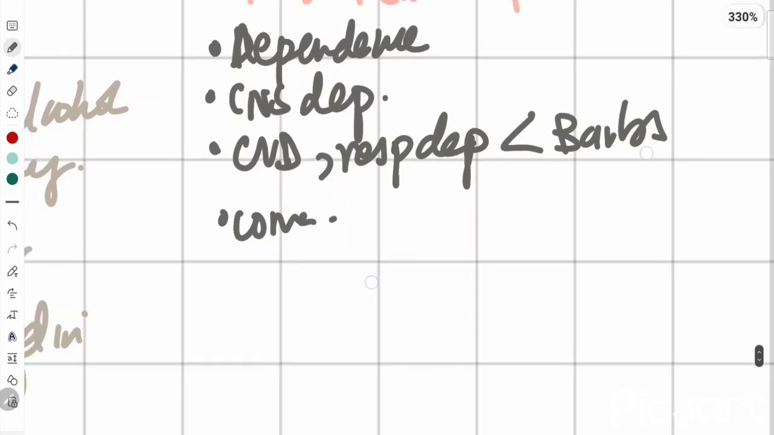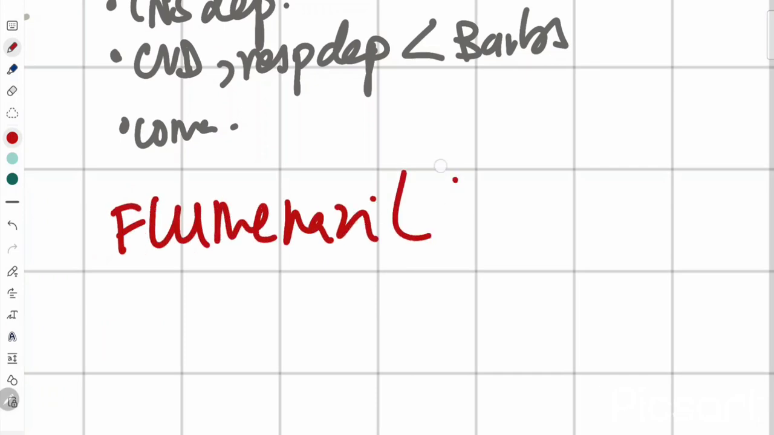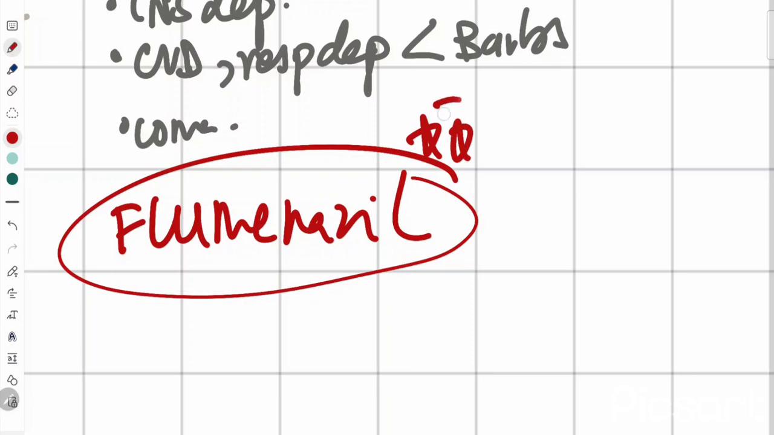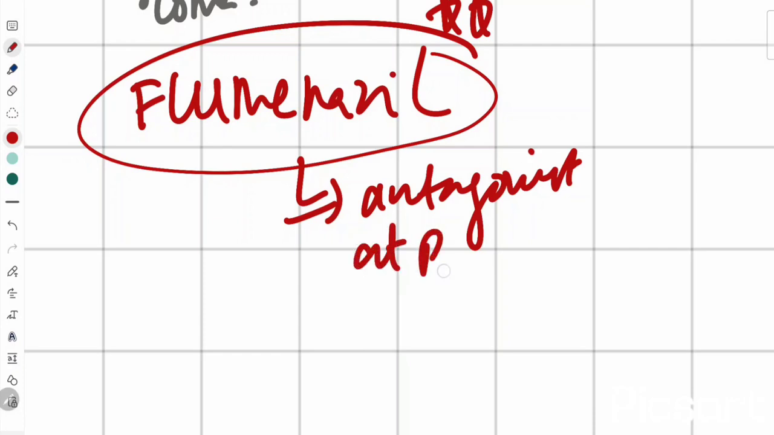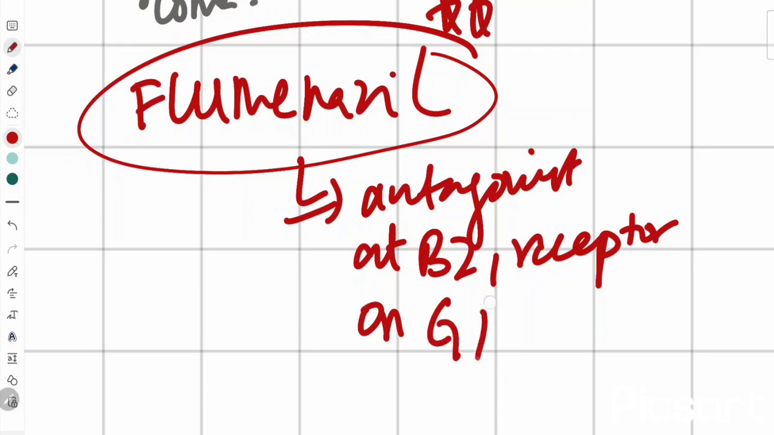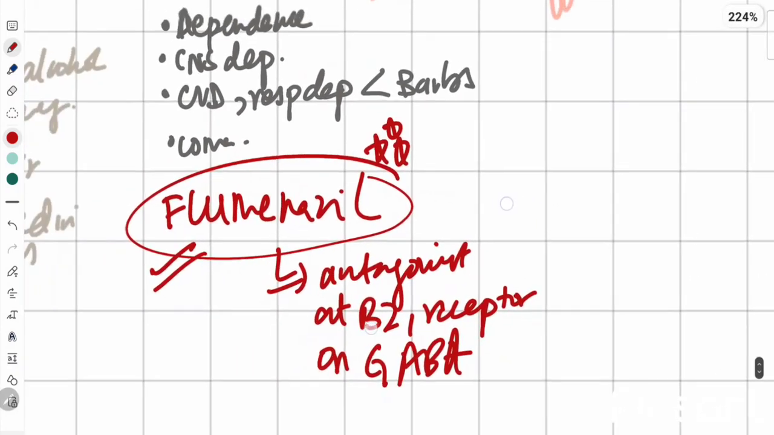But a good thing for benzodiazepines is that we have flumazenil, important, very, very much. This is an antagonist at the BZ1 receptor site on GABA. So if you have an overdose of benzodiazepines, you can give flumazenil. Right.